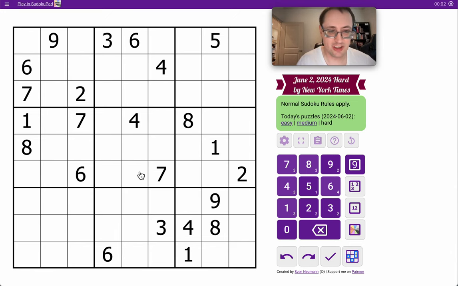It's Sunday, June 2nd. I can start with a 6 in row 3 in 3 places, all in box 3, but I think that's the only repeat I get off the top 3 rows, because I've got 1 each of 9, 3, 5, 4, 7, and 2.